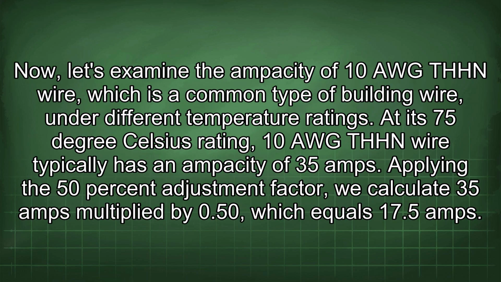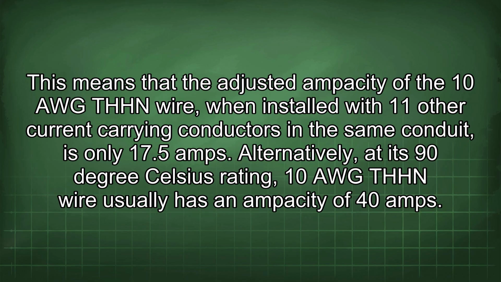Now let's examine the ampacity of 10 AWG THHN wire, which is a common type of building wire, under different temperature ratings. At its 75 degrees Celsius rating, 10 AWG THHN wire typically has an ampacity of 35 amps. Applying the 50% adjustment factor, we calculate 35 amps multiplied by 0.50, which equals 17.5 amps. This means that the adjusted ampacity of the 10 AWG THHN wire, when installed with 11 other current-carrying conductors in the same conduit, is only 17.5 amps.